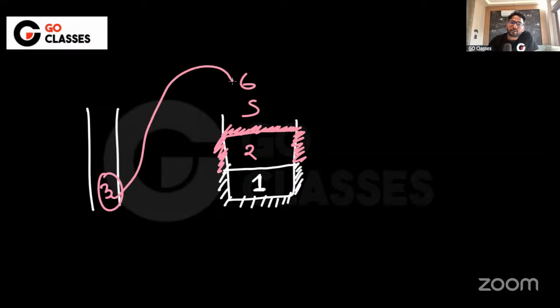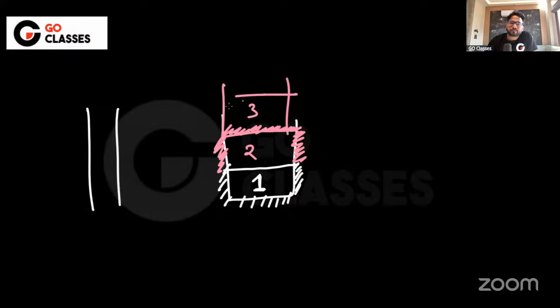Now, similarly, in between, 5 can come, or 6 can come, anything can come. But once this 3 is coming, it will pop out everything, and then no one can pop out this 3, right? It will pop out everything and no one can pop out this 3. 3 will be cemented, you can say. Okay.